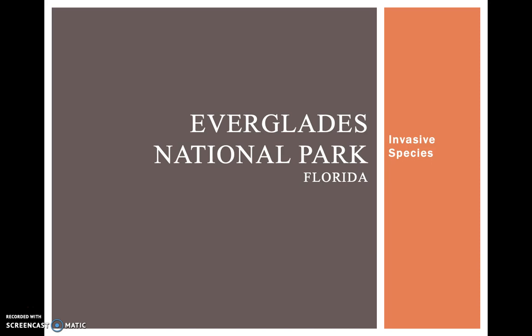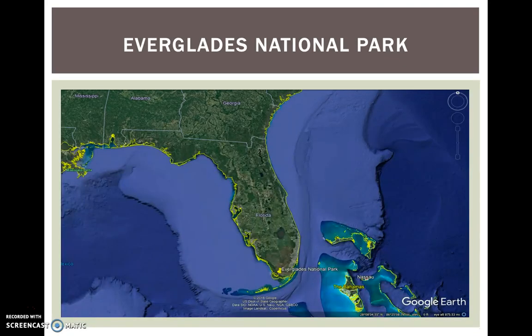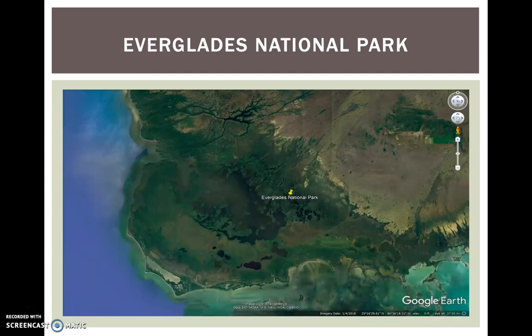Everglades National Park, Florida. Invasive species. Everglades National Park is located in the southwestern tip of southern Florida. Everglades National Park, as pictured here, can be seen as a primarily low-lying area.